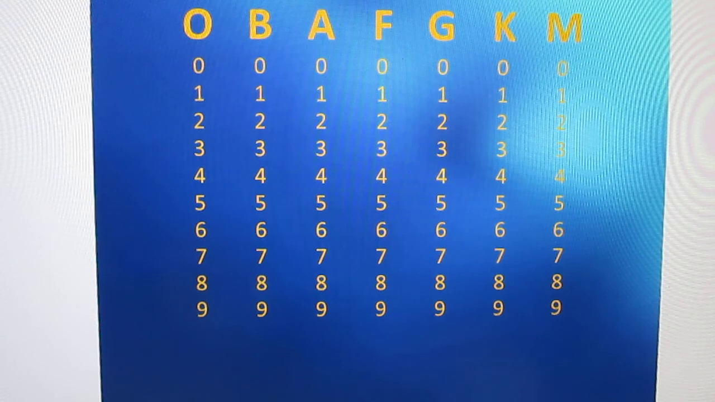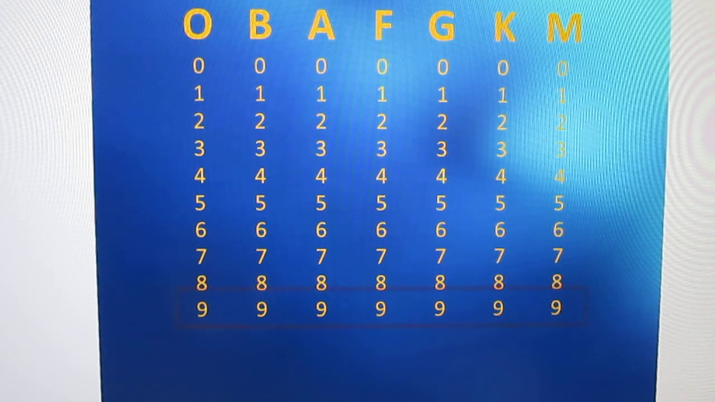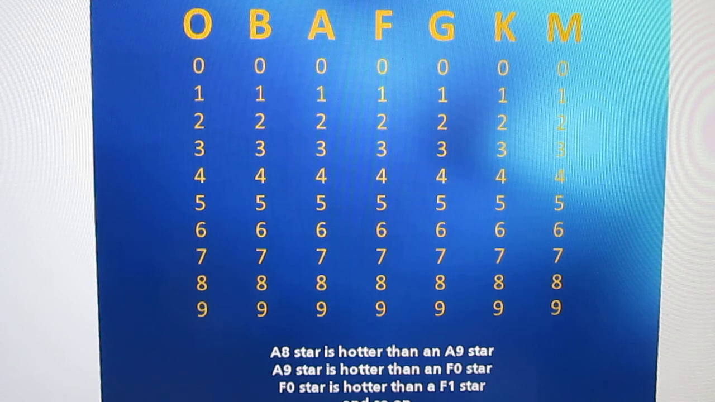The OBAFGKM stellar sequence is further divided into 10 temperature subranges, indicated by adding an integer from 0, which is the hottest, through 9, the coolest. Thus, an A8 star is hotter than an A9 star, which is hotter than an F0 star, which is hotter than an F1 star, and so on.